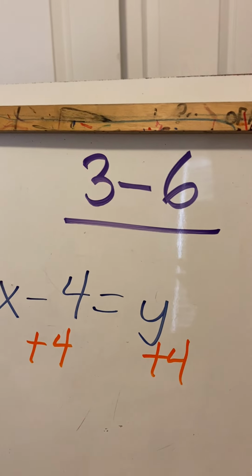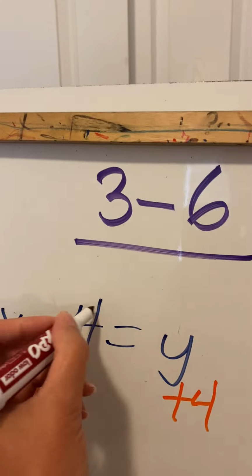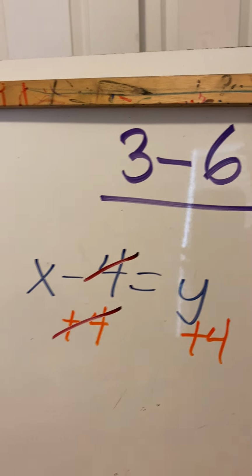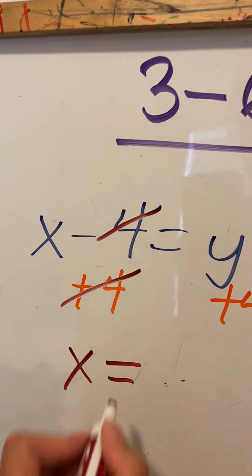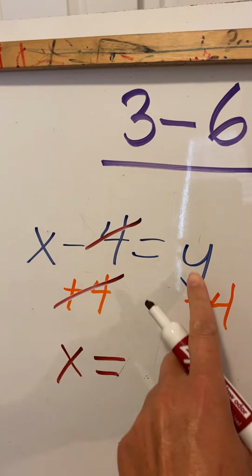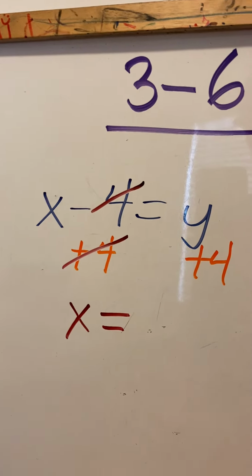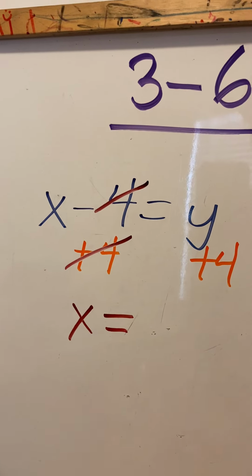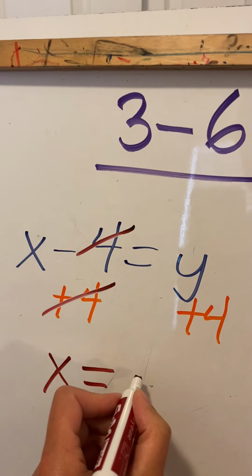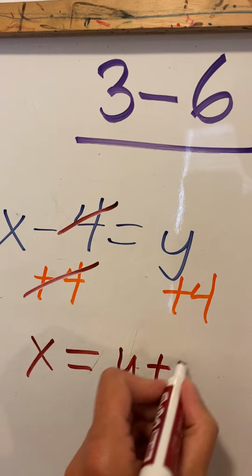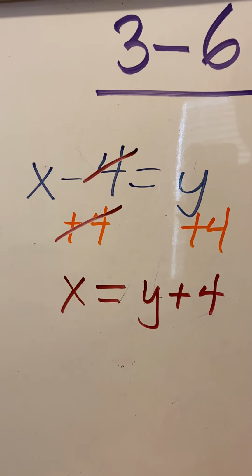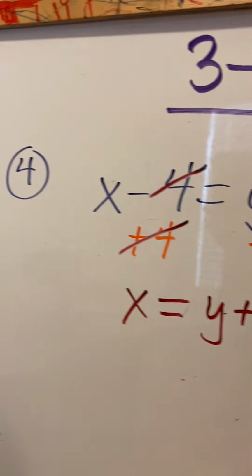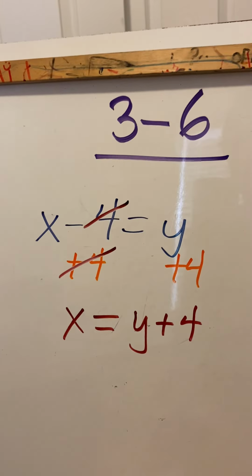Now when we do this, we're going to cancel this out. That's done. And we're going to have x by itself now, right? And then we have y plus 4. We don't know what y is, so we can't actually solve this any further. So we're just going to write y plus 4, and that's your answer. Okay, that's problem 4 on your homework sheet.